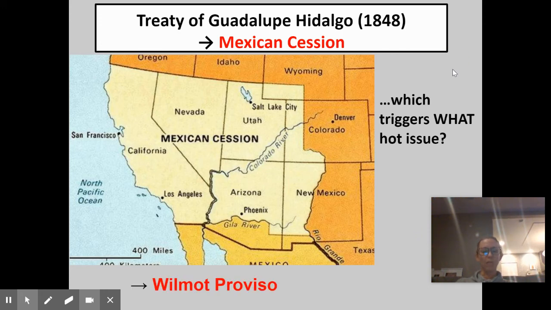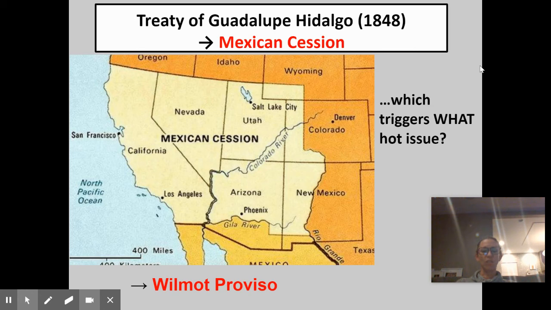And so one congressman named David Wilmot makes this proposal called the Wilmot Proviso. He proposes that slavery should be banned in all of this region here in the Mexican Cession. It was not passed by Congress, but if you ever need a Quizlet term for this time period, this is in 1848, showing that slavery was dividing the country.